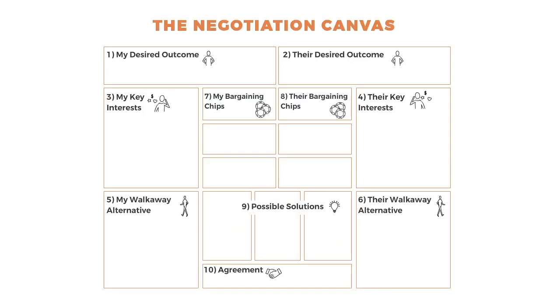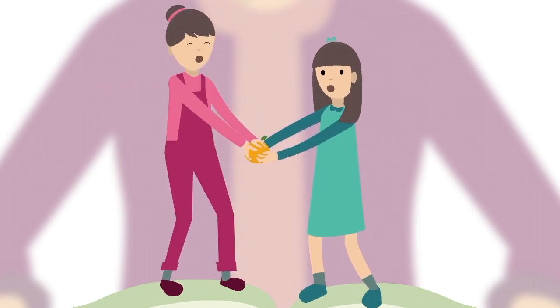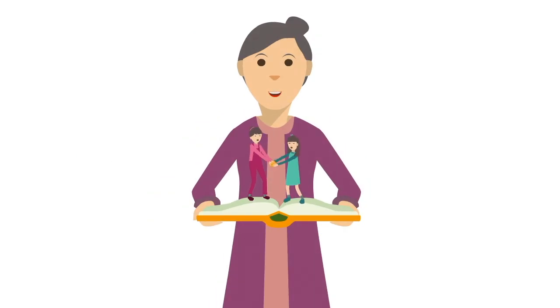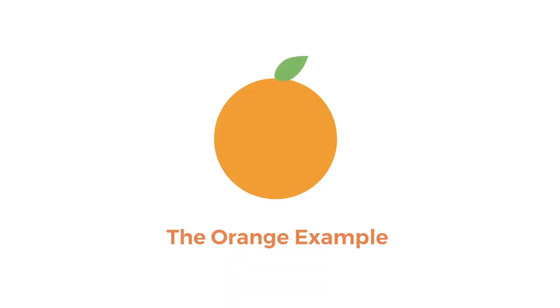This video will illustrate the power of the negotiation canvas using a classic negotiation example of two girls fighting over an orange. This example comes from Mary Parker Follett, a pioneer in negotiation, and some say the woman who invented management theory. A few of you may have heard of the orange example. If so, it will give you a head start in understanding the canvas. If you have not, no worries, it is still the easiest negotiation example to understand and grasp quickly.